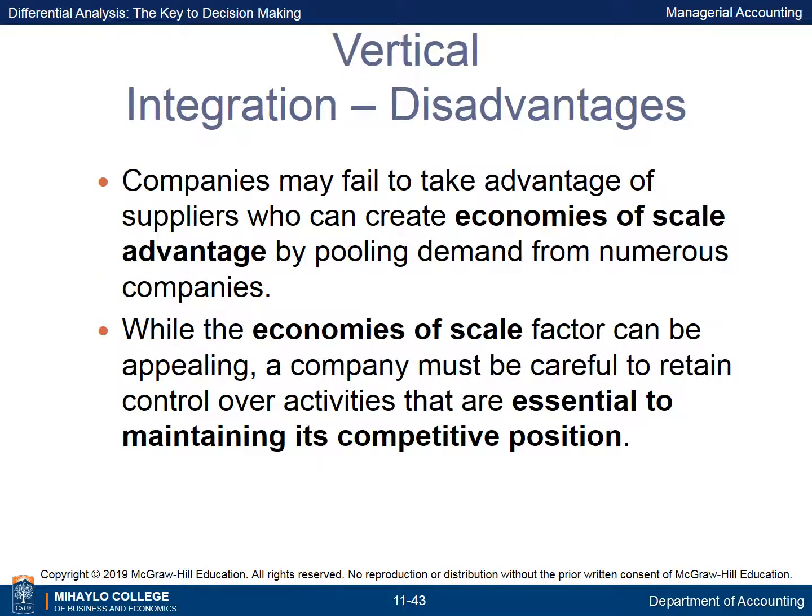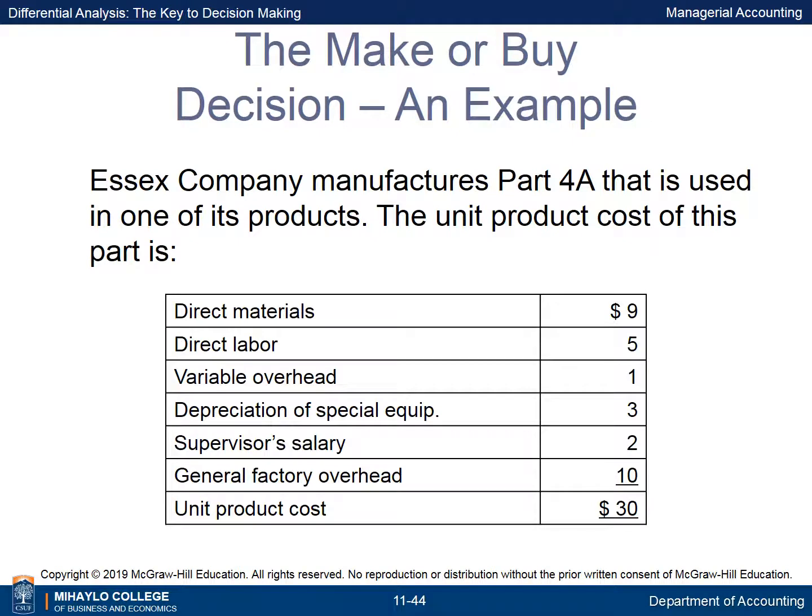The primary disadvantage of vertical integration is that companies may fail to take advantage of suppliers who can create an economies of scale advantage by pooling demand from numerous companies. While the economies of scale factor can be appealing, a company must be careful to retain control over activities that are essential to maintaining its competitive position. Essex Company manufactures Part 4A that is used in one of its products. The unit product cost is as shown on the slide.